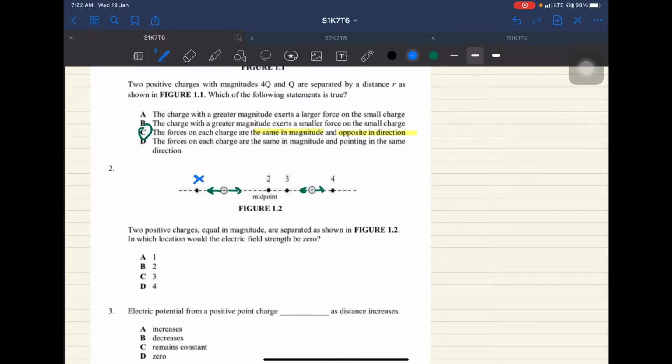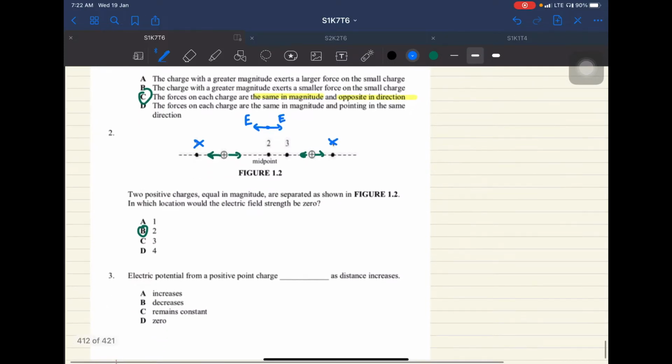I can cancel out 1 and 4 because at these positions you have two electric fields in the same direction. So it's either 2 or 3, and the answer would be 2 because it is at the midpoint. At point 2, if I want to draw, I have E with equal magnitude and opposite direction. This is my Q1 and Q2, so this would be E1 and E2.